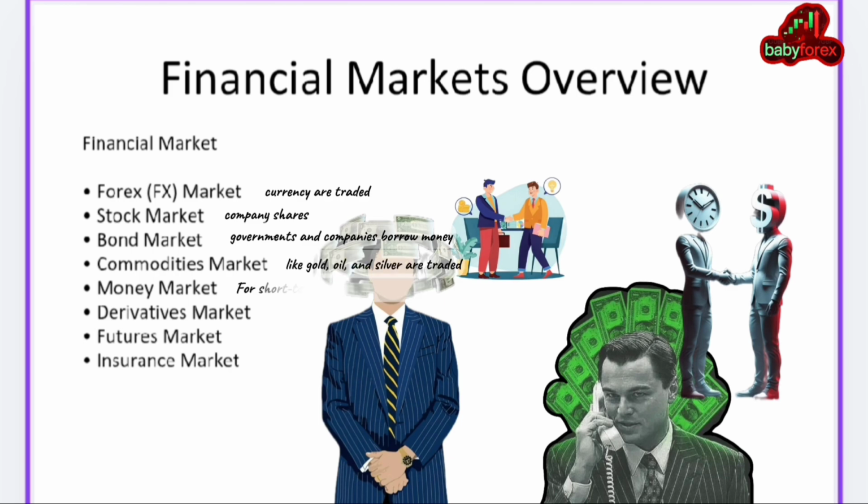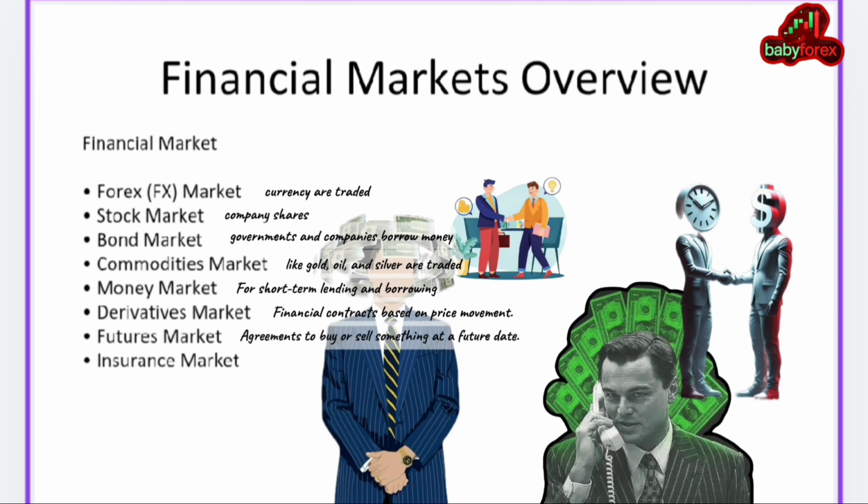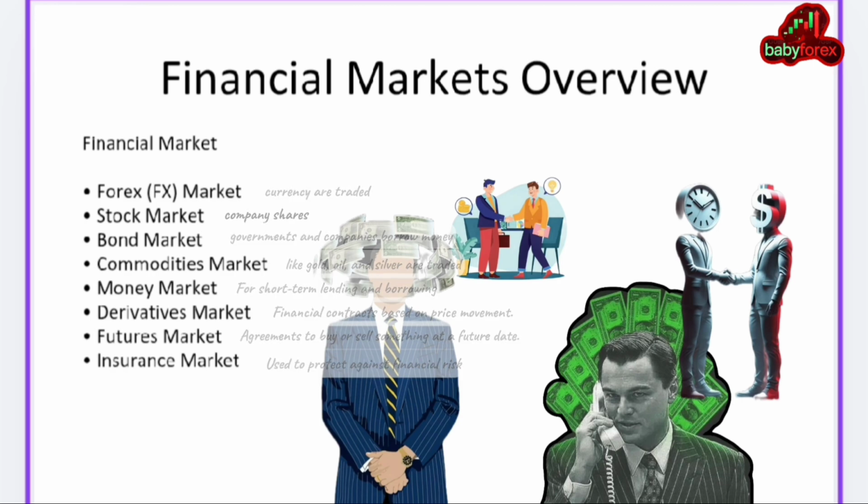Money market, for short-term lending and borrowing. Derivatives market, financial contracts based on price movement. Futures market, agreements to buy or sell something at a future date. Insurance market, used to protect against financial risk. All of these together form the financial market system.